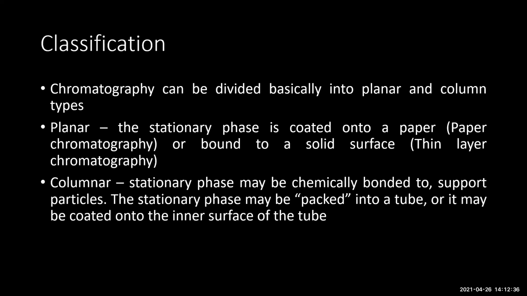It can be horizontal as well. In columnar, there is no coating, there is packing of the stationary phase into a column which is supported by a tube. Okay, in some cases we also see the stationary phase being coated to the sides of the tube.